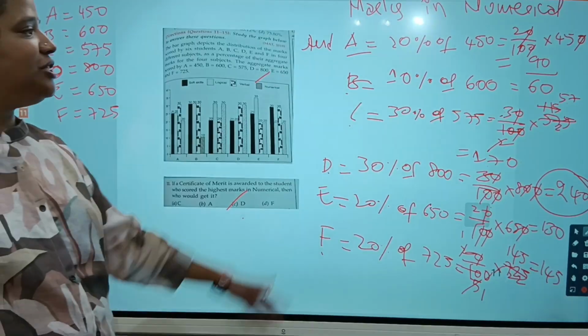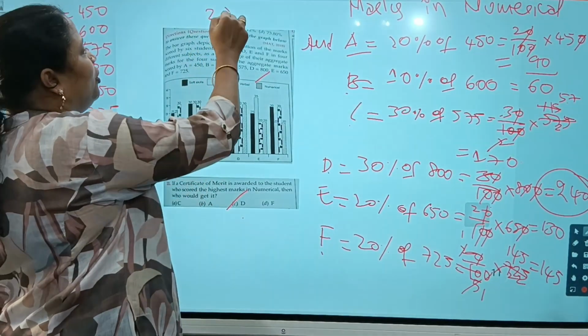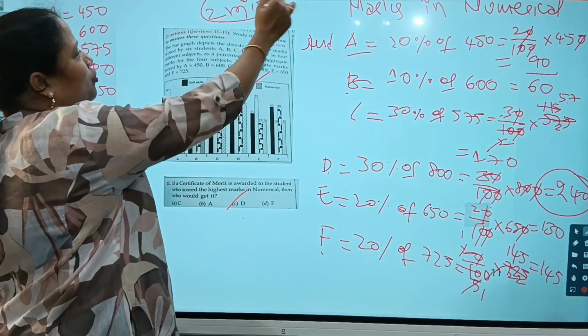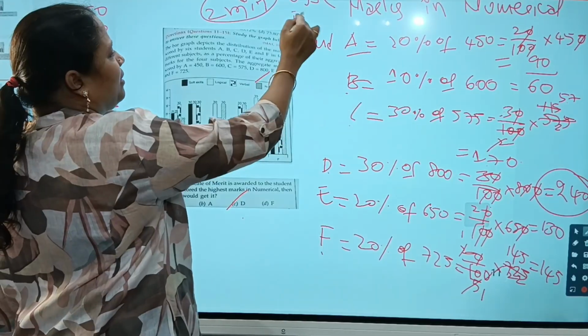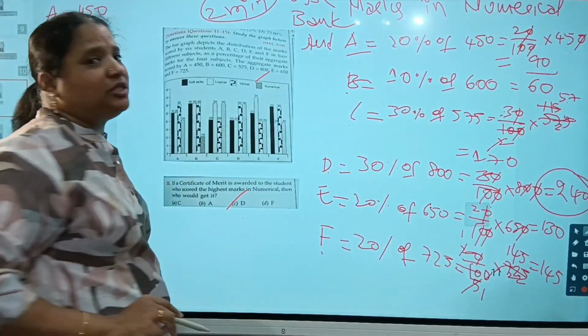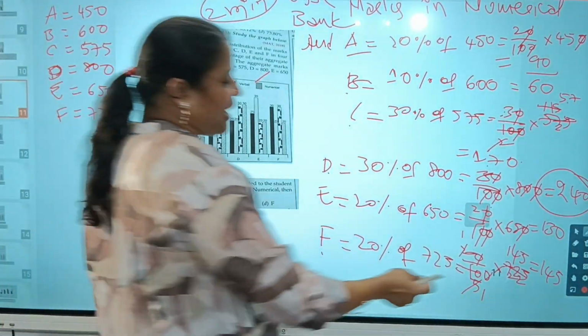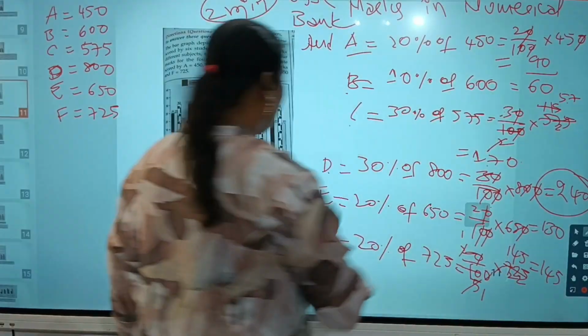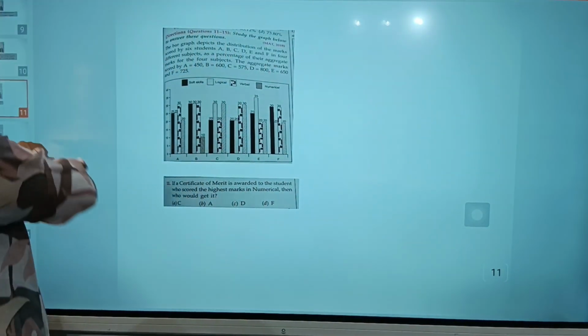So this much calculation within 2 minutes you have to do in an examination, bank exam or UPSC. So that's why you must do calculations very fast. You must practice a lot, 10 times each question. Then you will get instant answers in the exam.